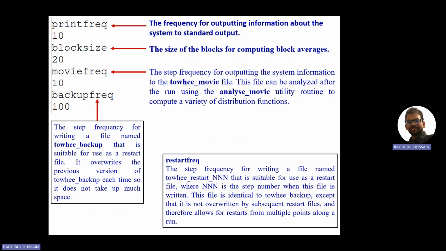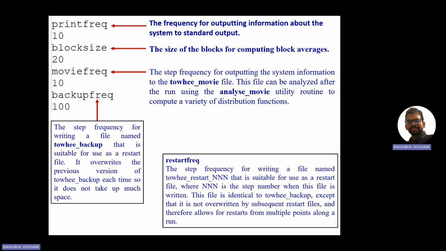Then we have another option which is known as the movie frequency. Again, put some number. What is the use? We will see through examples. If you use this option, it prints a file with the name towhee_movie. I will show you what this towhee_movie file is.